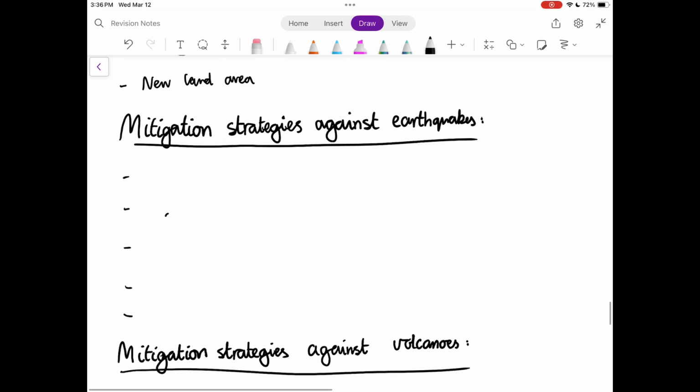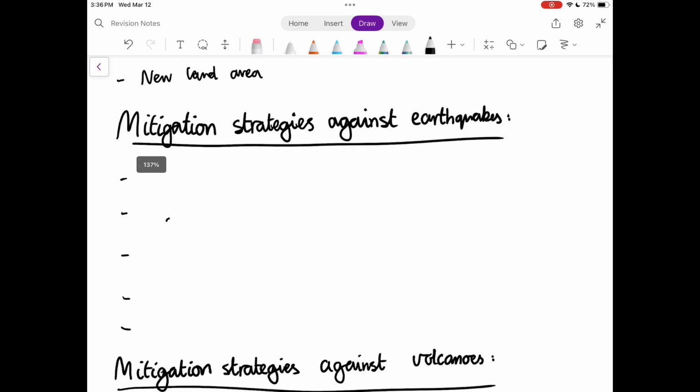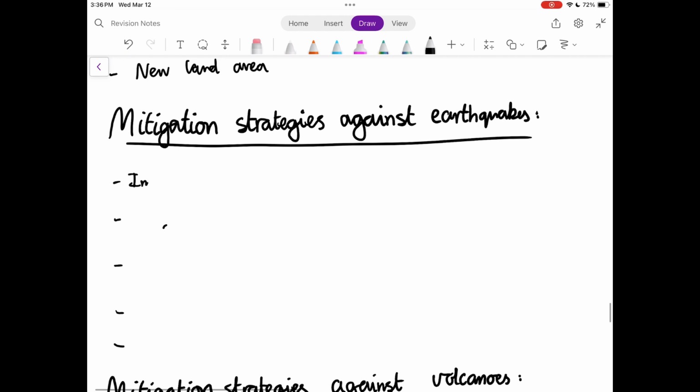And now we're going to be looking at mitigation strategies against earthquakes. So the first one is to implement warning systems. And this is because when these warning systems sound, then people will know how to react and what procedures that they should take to decrease their risk of harm from earthquakes.